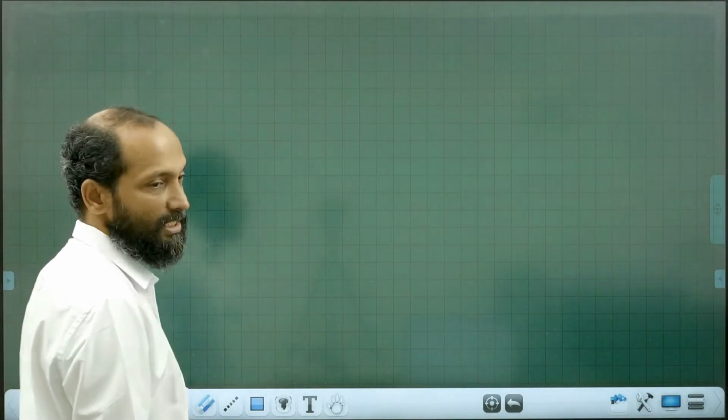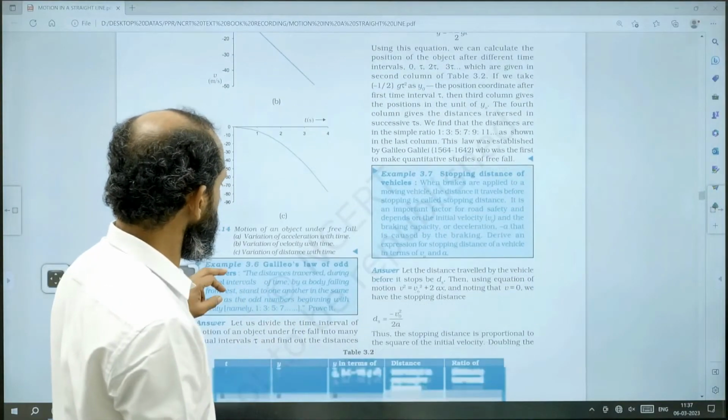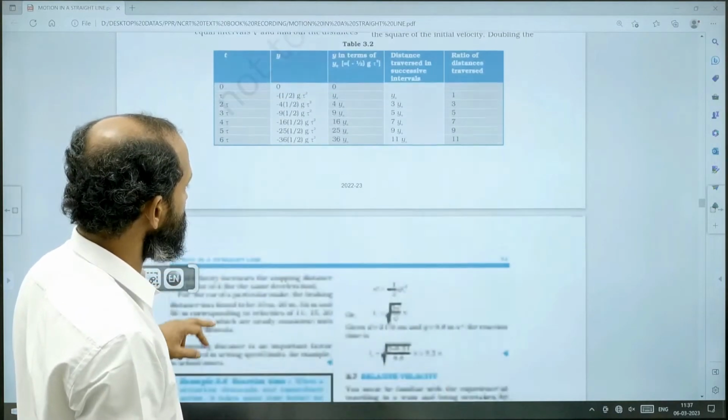So for motion under gravity, Galilean observations are important here. Galilean observations can be applied not only to motion under gravity, but also to any one-dimensional kinematic motion with constant acceleration, provided it starts from rest or ends up at rest. Time intervals should be the same or distance intervals should be the same, whatever we have discussed. Let us now complete the rest of the chapter.